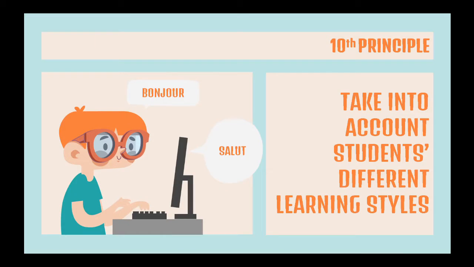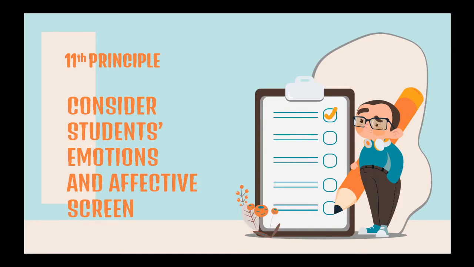Always take into account students' different learning styles, such as visual, auditory, kinesthetic, analytic, experiential, global, dependent, and independent. Each student has their own particular learning style and preferences, multiple intelligences, cultural and educational backgrounds, and language level. Consider students' emotions and affective filter. Individual attitudes, emotions, and feelings affect learning rates.